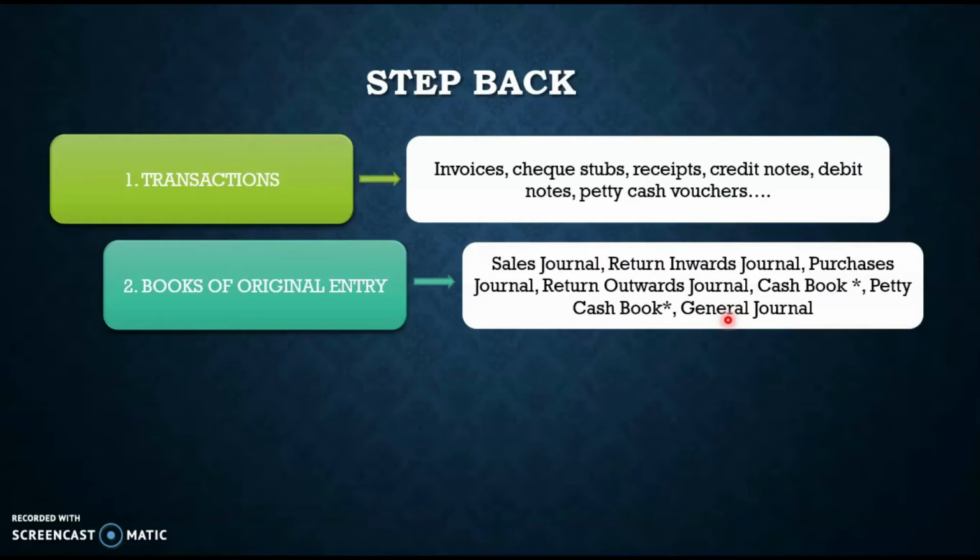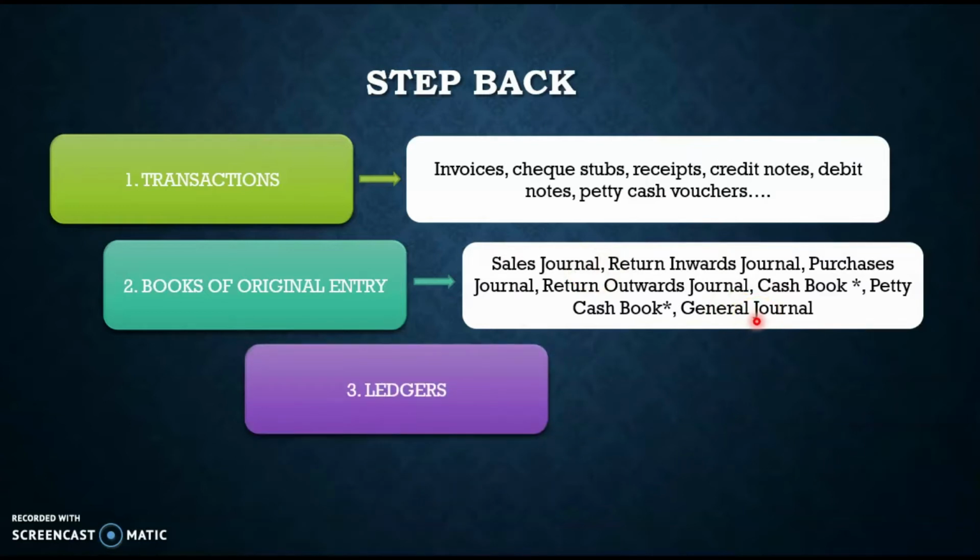So for example, I sell an asset on credit. I didn't use cash, so it couldn't go in the cash book. I cannot put it in my sales journal because it was not goods. It's an actual fixed asset, so I cannot put it in the sales journal. So the best place to have it is my general journal.